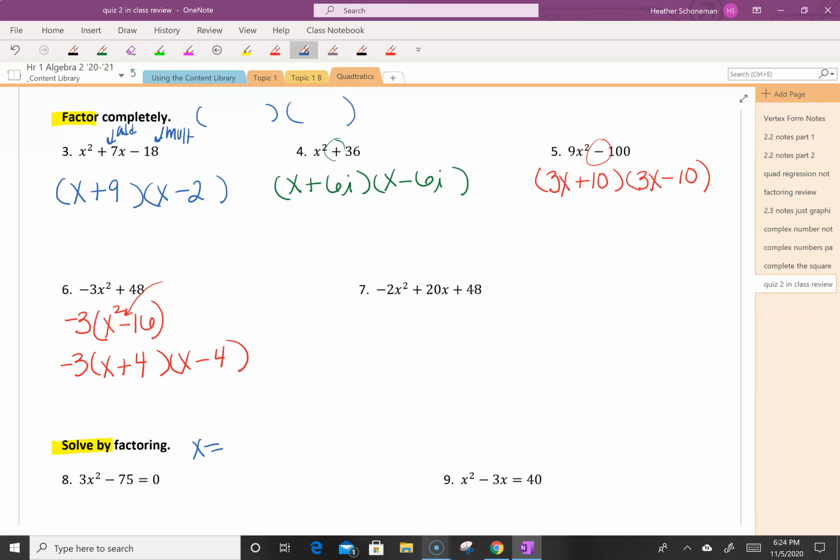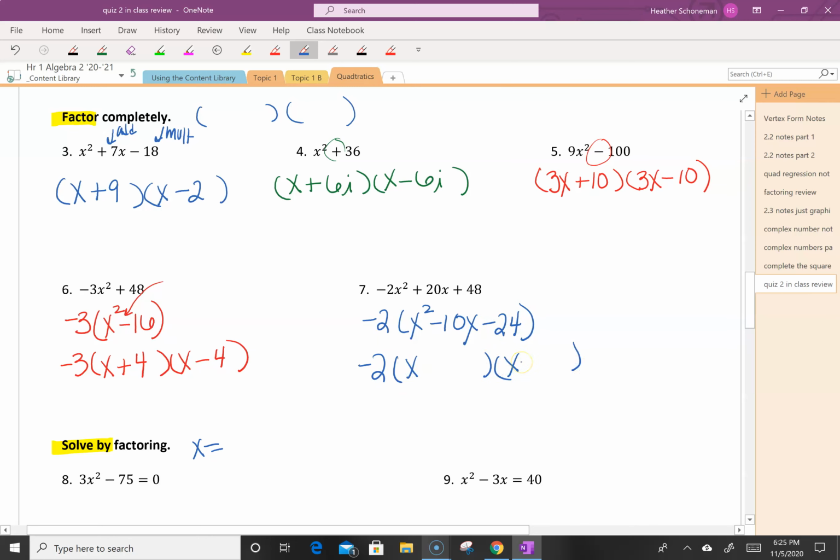On number 7, again, it starts with the leading coefficient that's negative, so I know I need to take out a negative. So I'm going to take out a negative 2, and I'm left with x squared, and then 20 divided by negative 2 is negative 10x. 48 divided by negative 2 is negative 24. So now, when I factor this, it's a trinomial with the leading coefficient of 1, so I'm going to go straight to my two parentheses.